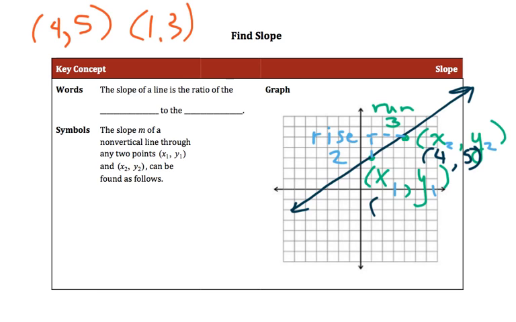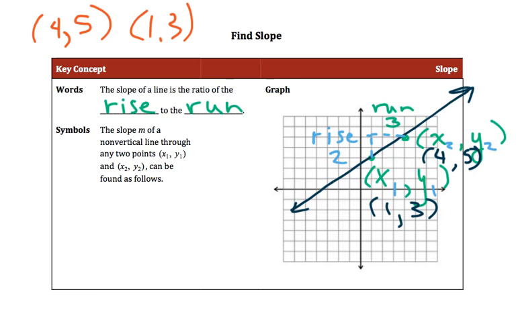And then we'll label this as (1, 3). As we look at this, it's like it has gone up 2 and over 3. As we're dealing with this, and we're going to move on to the words, the slope of a line is the ratio of the rise to the run.